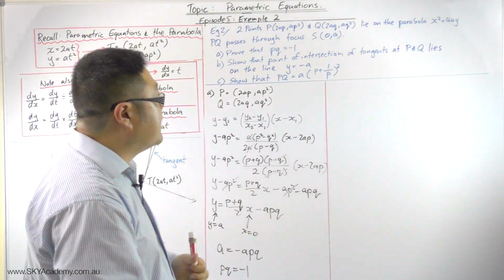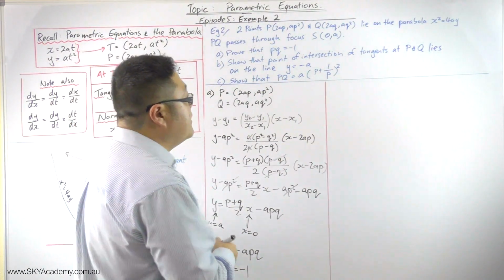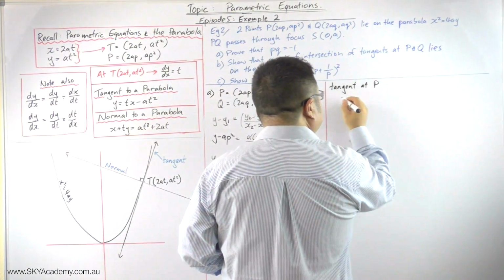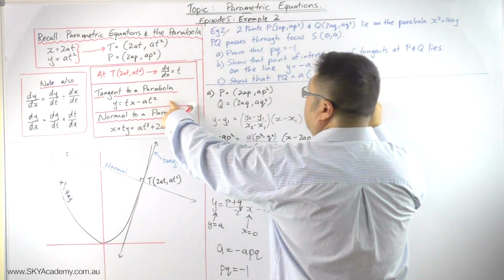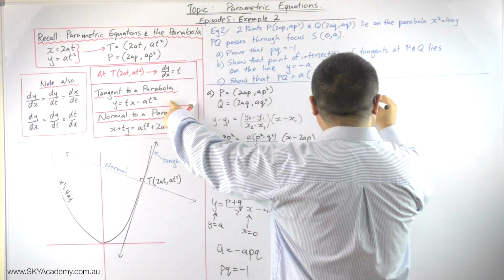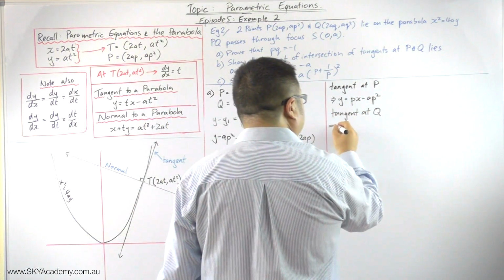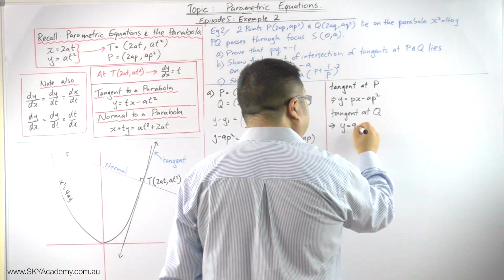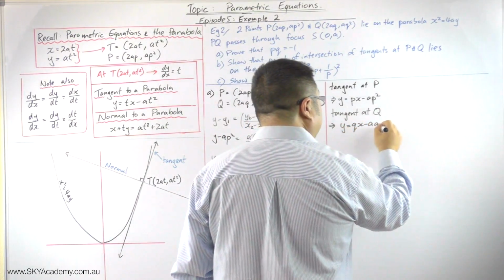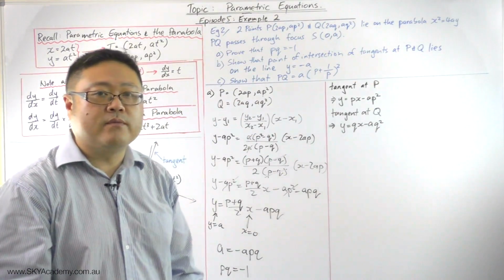So let's have a look and see if that's true. Now, tangent at P is y = px - ap². Tangent at Q is y = qx - aq². Does that make sense? All right.